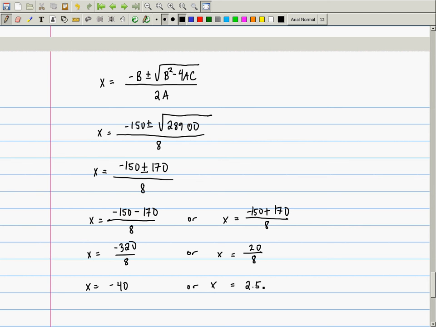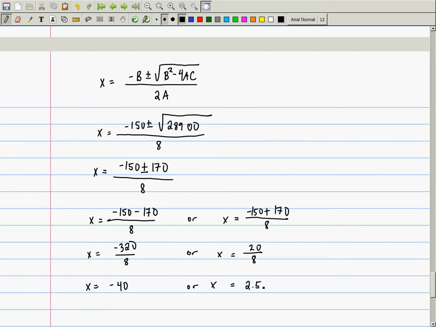If this was a completely abstract problem, this would be where you stop. But this is a word problem, and we model the physical significance. There's physical properties to this problem. So one of these solutions does not belong. Which one does not belong? Negative 40 does not belong. I agree. Why not?